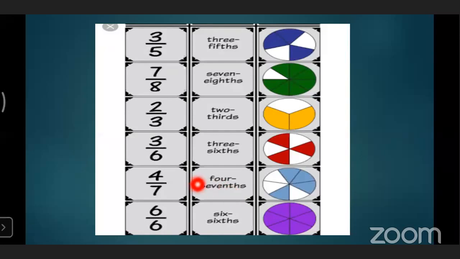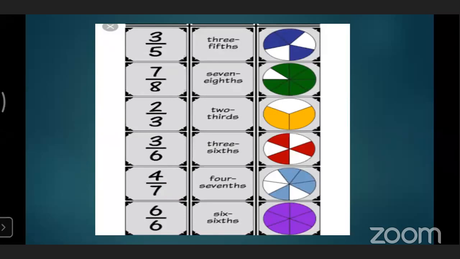Now let us see next example. 4/7. Now this circle is divided into how many equal parts? 7. Yes, very good. 1, 2, 3, 4, 5, 6, and 7. So we have written 7 here. And how many parts are colored? 4. 1, 2, 3, 4. So we have written 4 here. So the fraction is 4/7. Right. Now let us see the last sum.